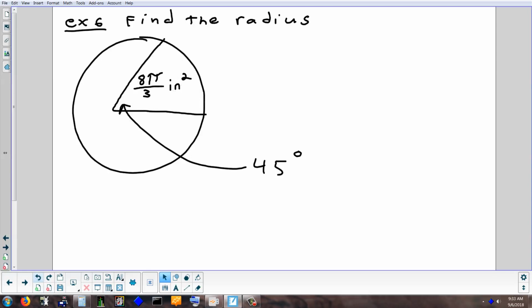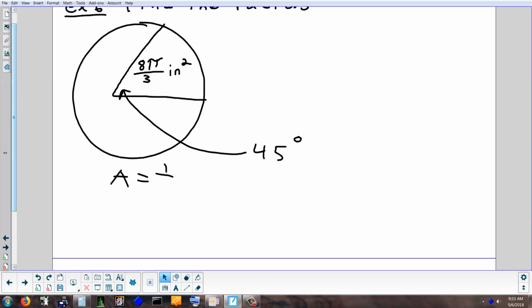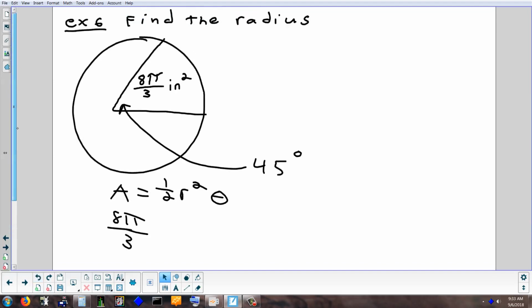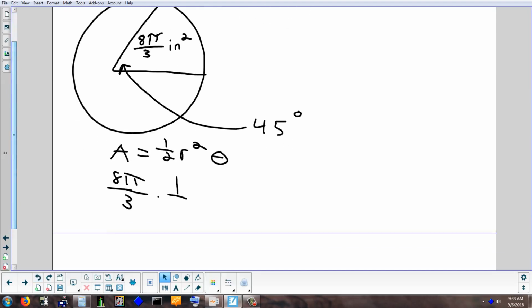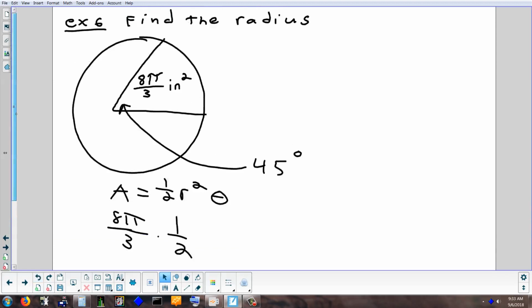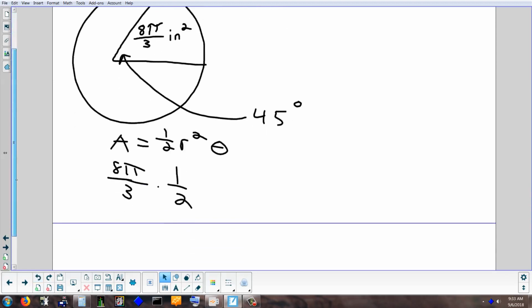Because it's not arc length, it's asking for an area: 8 pi over 3 square inches. So that has to be plugged into the formula A equals 1/2 r squared theta. The area is 8 pi over 3, the 1/2 we're just going to leave. Do I know r? No. So leave r the way it is. And theta.